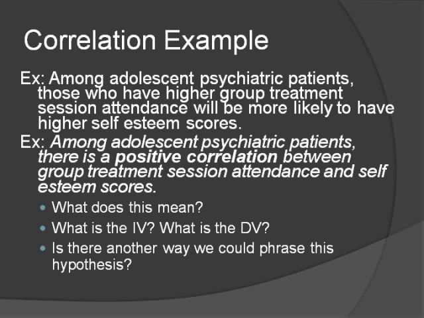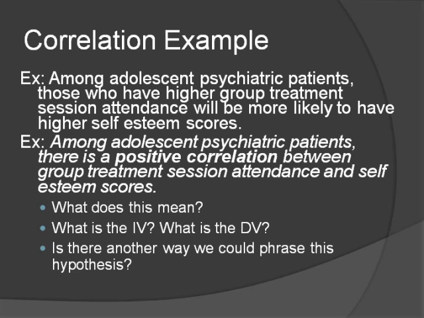Okay, the two variables that we're working with here are group treatment session attendance and self-esteem scores. So those are our variables. Which one comes first? Well, in this statement, what's stated or a case that's made is that attendance will be measured first and self-esteem later. So what's being inferred here is that attendance is the independent variable and self-esteem scores are the dependent variable.